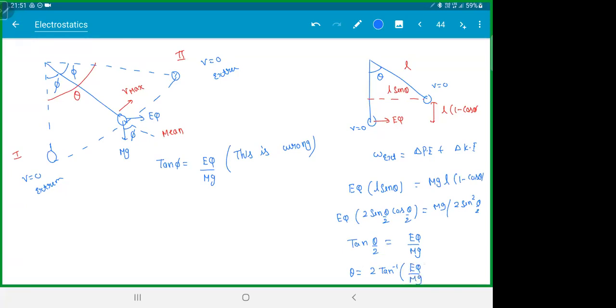What is EQ by mg? Phi. So this is 2 times phi. Make sense? Keep this in mind. Don't do this thing. Most people do this, and this option will be there in the exam. Proper mains and bits level question. This is a standard one.